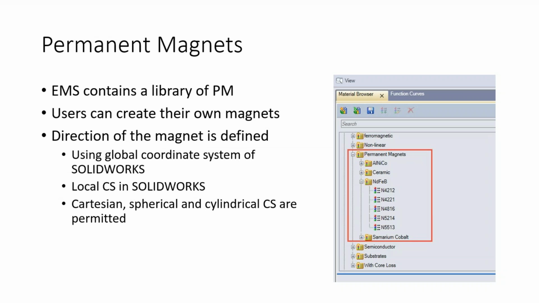The next thing that one needs to do, which is done using SolidWorks, is to create the direction of the magnet. And don't worry about it, I'll walk you through a demonstration where it will become very clear. Now, permanent magnets can be defined using both global as well as local coordinate systems in SolidWorks.